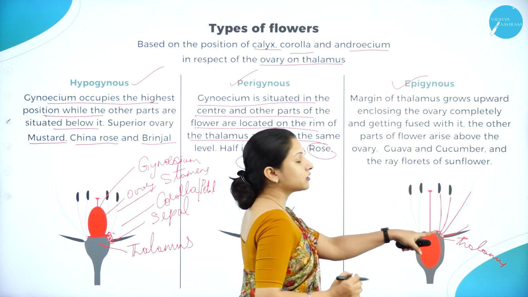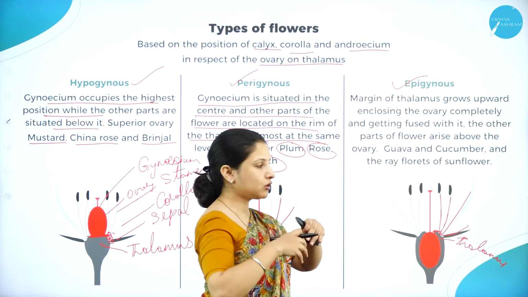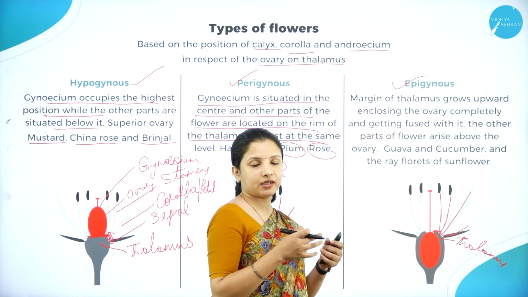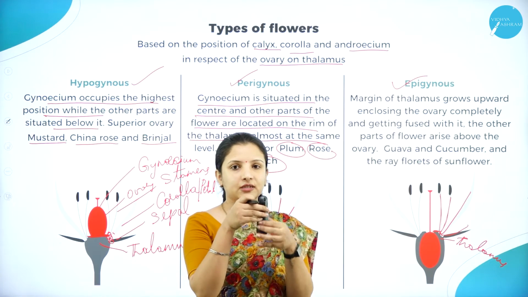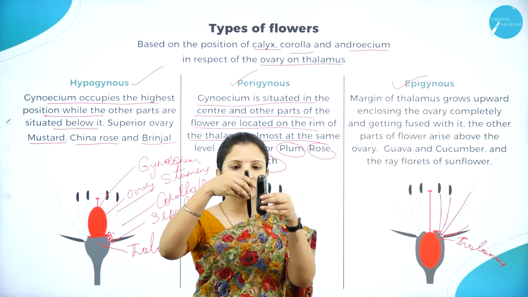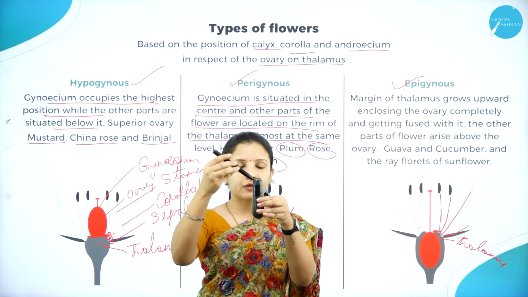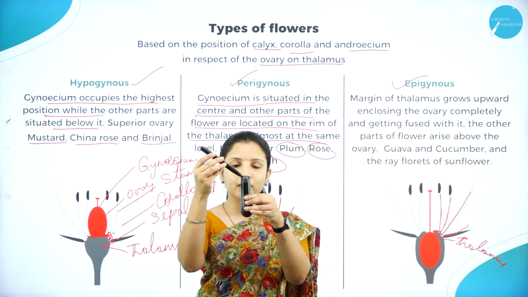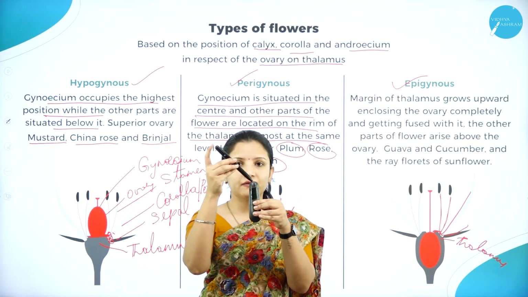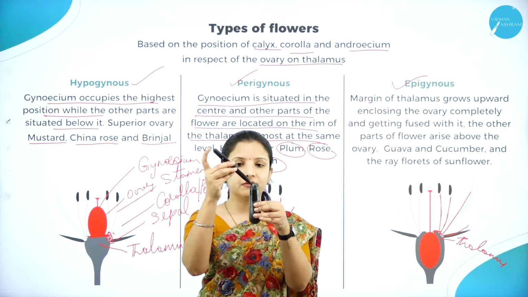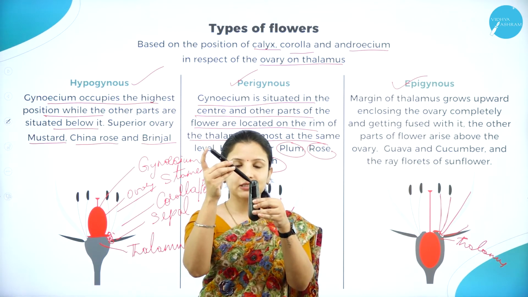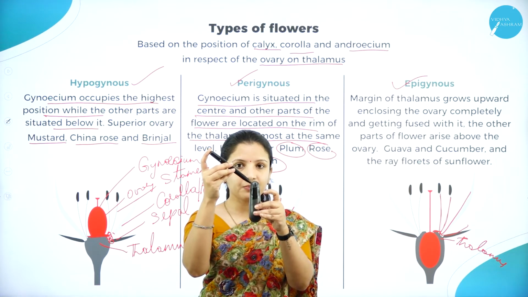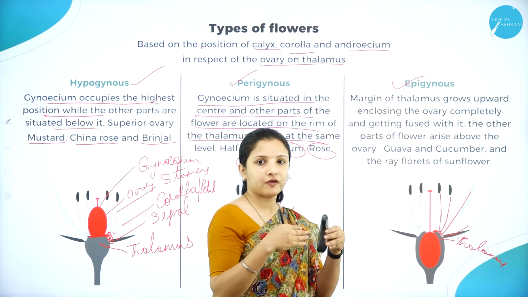So, therefore, now the ovary is completely inferior because from the top of the ovary, all the other parts are arising. Therefore, the ovary is at the down. So, say for example, this is the ovary. The thalamus has grown beyond the ovary. From this region, the stamens, the petals and the sepals will arise. Therefore, now what happened? This represents the other parts of the flower, that is the stamen, petal and the sepal. They arise from the top, and the ovary, this is the ovary, it is at the base now. So that is nothing but inferior ovary.